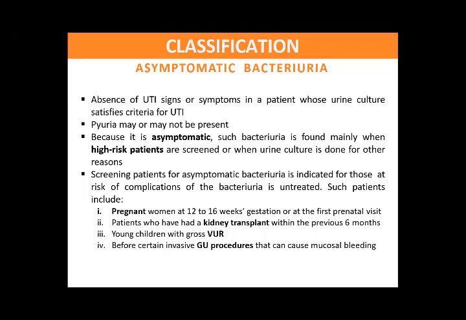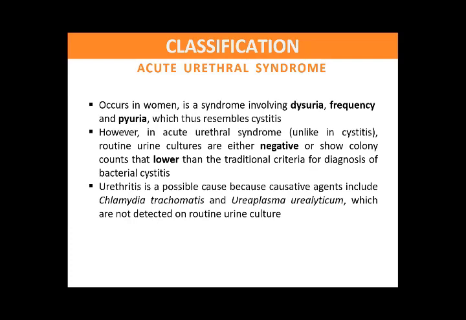These are the patients who are asymptomatic but can have urinary tract infection: women between 12 and 16 weeks of gestation, people who have had a renal transplant in the last 6 months, young children who have urinary reflux, and patients before certain invasive gastrointestinal procedures that can cause mucosal bleeding. So these are the patients who are asymptomatic but have a UTI, and these are the ones screened for urinary tract infection.